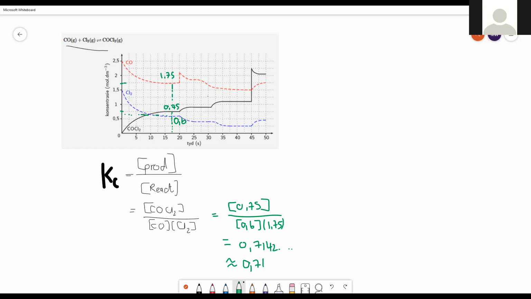So they asked us for the Kc value at 17 seconds. So you go onto your graph, you find 17 seconds. I said it should be around about here. And then I just go and find my values, so what my concentration will be at this point for each line. And then Kc value is reactants over products. So I write what my Kc value would be, and then I go and look for my values. I plug my values in, put it in my calculator, and I find my answer.